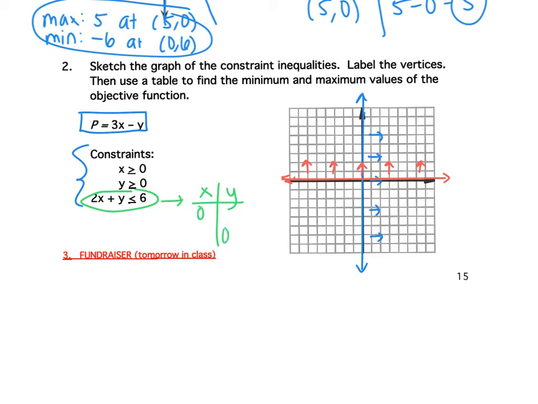If I put a 0 in for x, I get y equals 6. If I put a 0 in for y, I get x equals 3. So the point (3, 0) is right here. The point (0, 6) is right here. Again, use a straight edge.